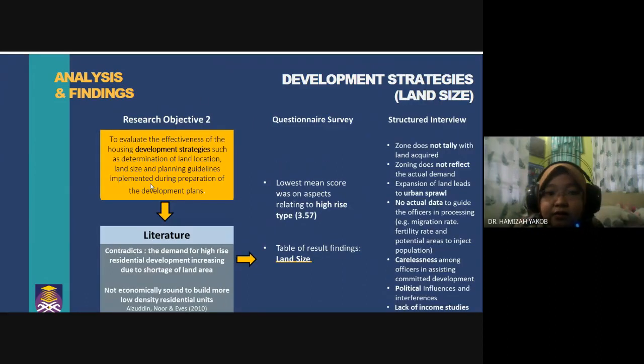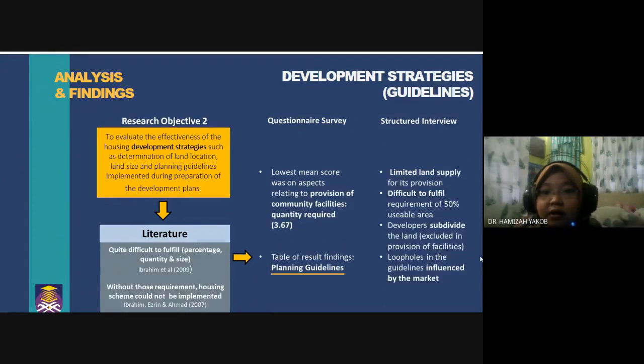Research objective two is also about land size. The lowest mean score is in terms of high-rise types, and this is all from the structured interviews. This one is in terms of guidelines, still under research objective two. The finding was that the lowest mean score is related to provision of community facilities, due to the quantity required being quite big.